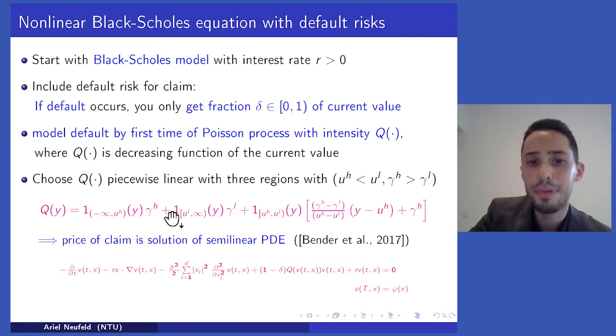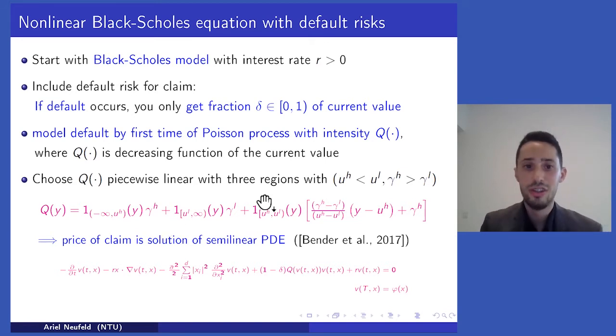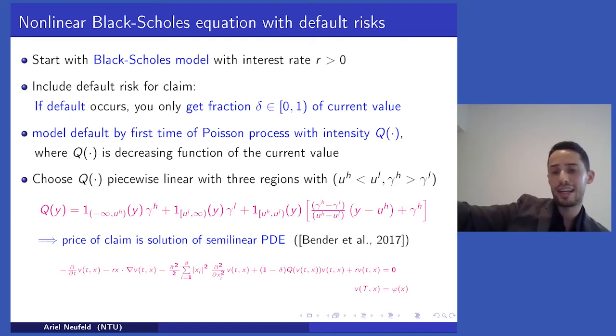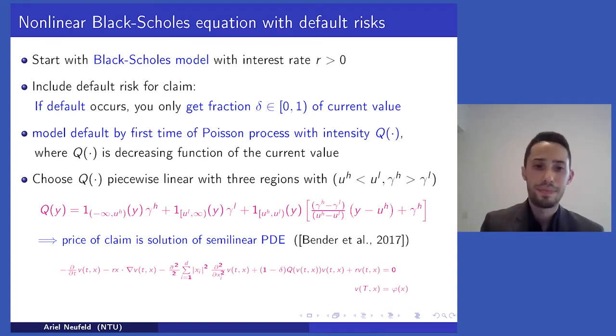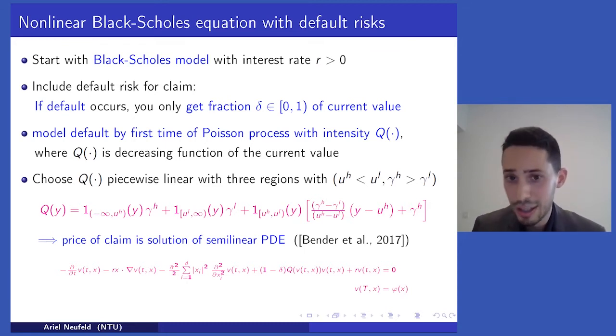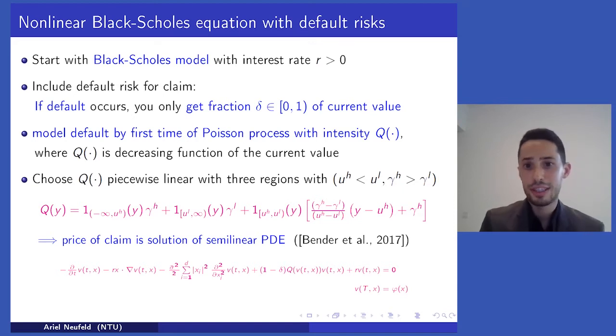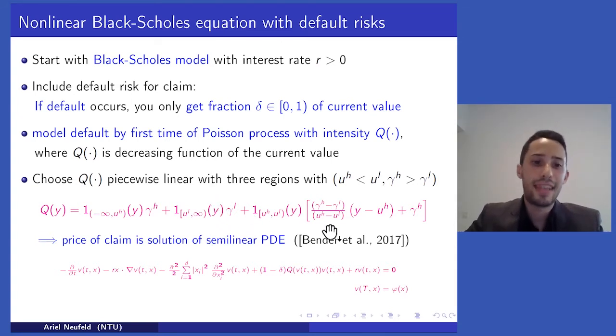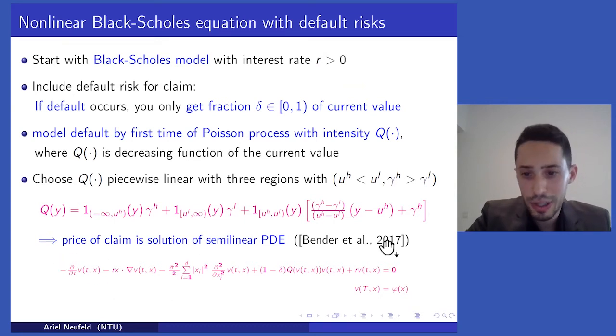So this is a very simple decreasing, nonlinear function. It is actually piecewise linear because there's just one constant piece, then linear interpolation between mu H and mu L, and then again constant. But it's a nonlinear function for the intensity. And I refer to the paper that developed this model, Bender et al. You can actually solve that now if you have a Black-Scholes model with default risk, where the default is modeled by the first time the Poisson process jumps, which has intensity Q as specified here. You can actually show that the corresponding PDE is of the following type.